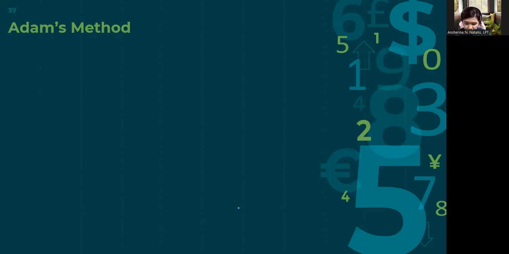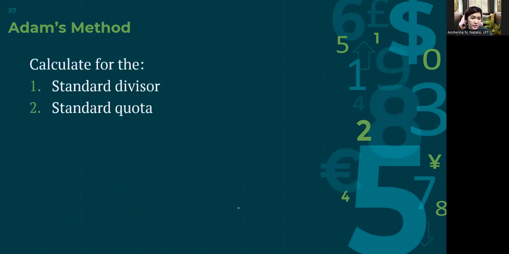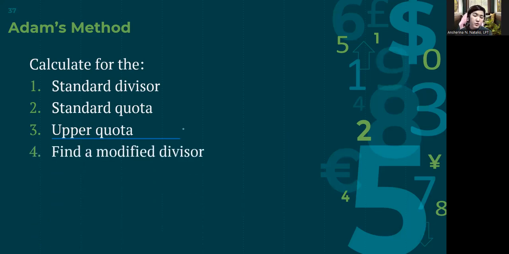Let's see, there are others. We have Adam's method. Again, standard divisor, standard quota, but this time we would look for the upper quota. Do you remember the difference from the lower? When lower quota, we round down. When upper quota, we round up. Same thing if it doesn't fit, then find a modified divisor. Maybe increase the modified divisor. Then we'll look for the modified upper quota, like what we did earlier.